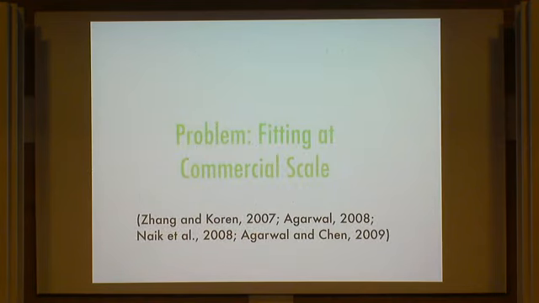Okay, so the problem with this is that up until recently, you just could not fit one of these models at commercial scale. So a lot of people in the late 2000s said it just couldn't be done. Whether maximum likelihood or Gibbs sampling, no matter what you're doing, they say you can't use one of these models if you have a large number of users or a large number of ratings.